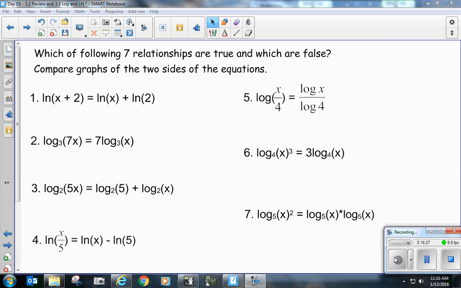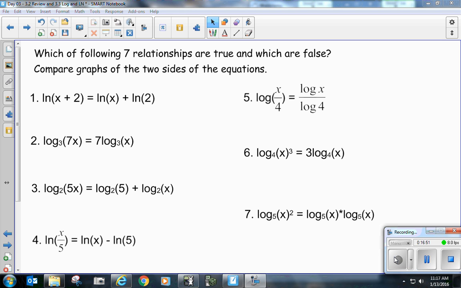All right, let's take a look at this. You guys are going to work with me on this. Tell me what you think. Some of these are true, some of these are false. Number 1. Keep in mind that the same rules apply for log or for natural log. Is number 1 true? If I take the natural log of x plus 2, is it the same thing as saying the natural log of x plus the natural log of 2?